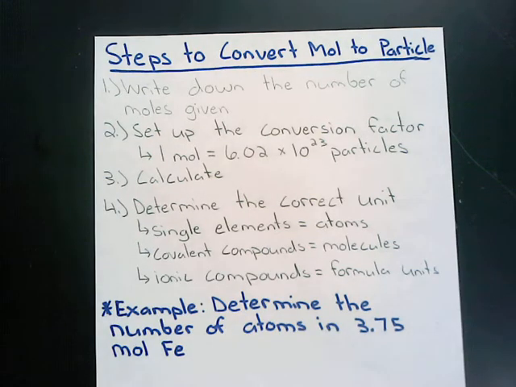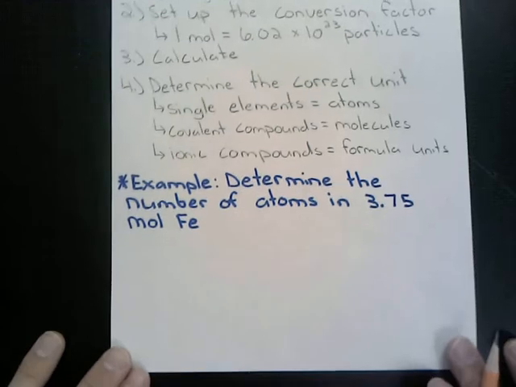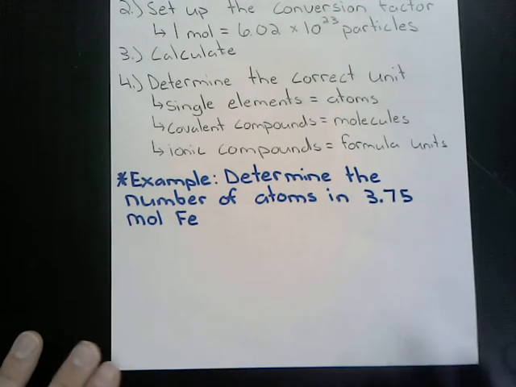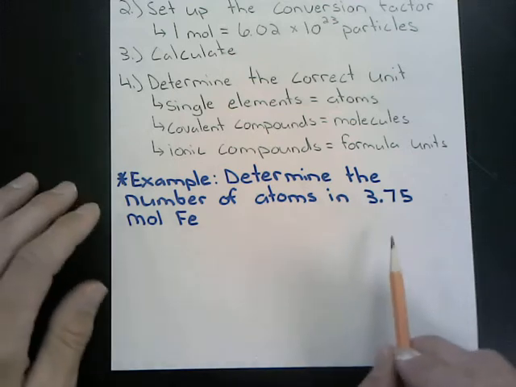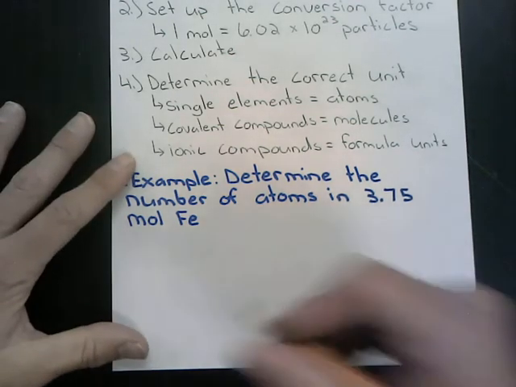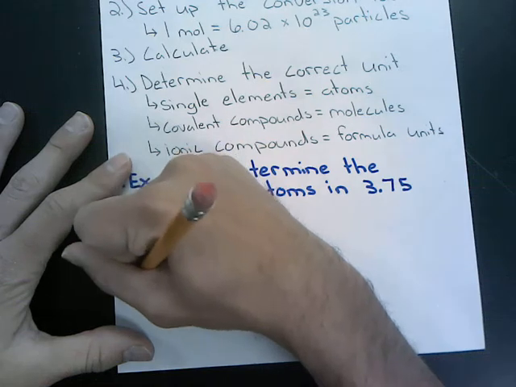Okay, so let's put this knowledge to the test in an example problem. We want to determine the number of atoms in 3.75 moles of Fe. The way we do this is whatever number is given in the problem, we always write that down first.